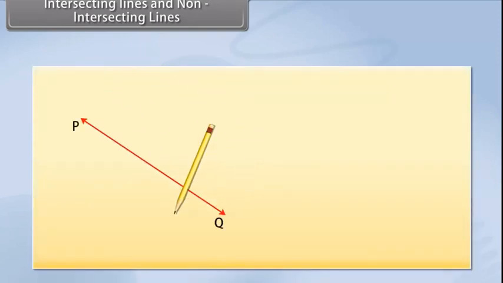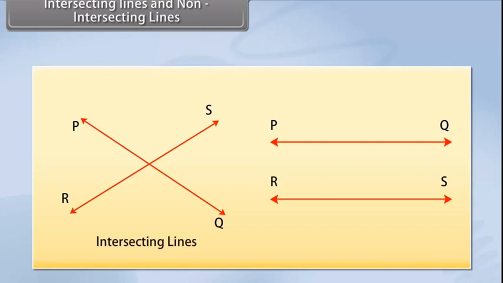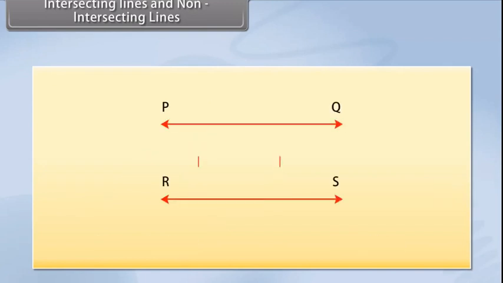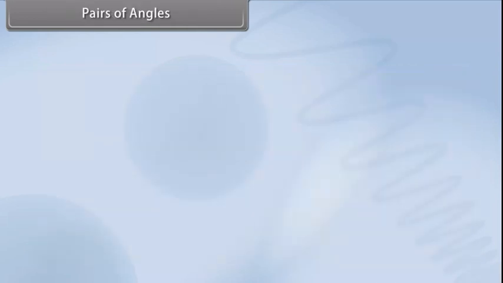Intersecting lines and non-intersecting lines. Now let us draw two different lines, PQ and RS, on a paper. We can draw it in this way also. We have seen that we can draw them in two different ways. These are intersecting lines and these are parallel lines. And the length of the common perpendiculars at different points on these parallel lines is the same. This equal length is called the distance between two parallel lines.